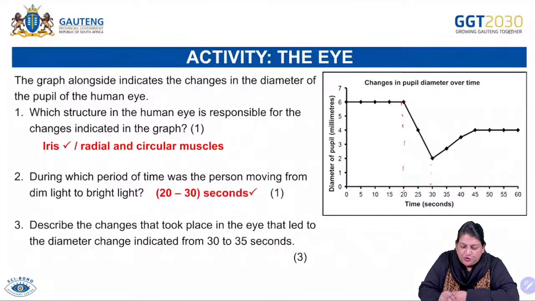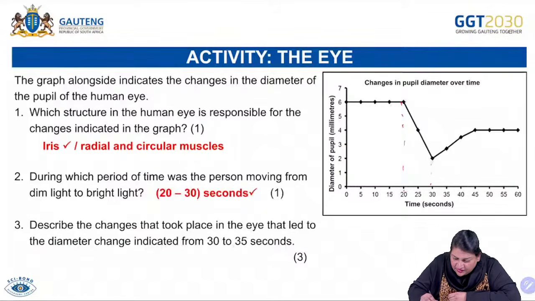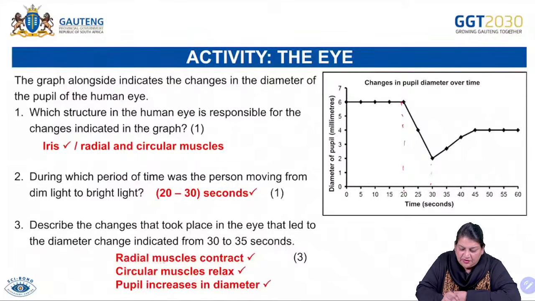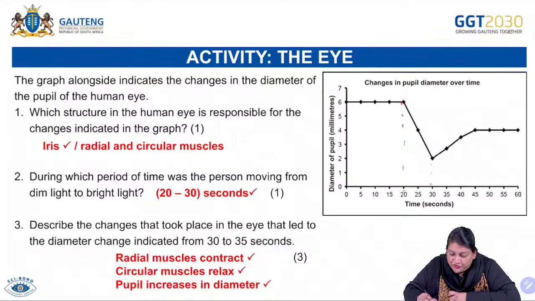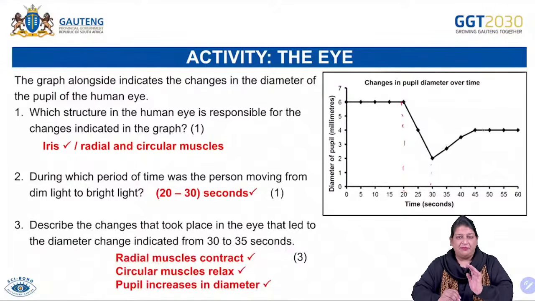Describe the changes that took place in the eye that led to the diameter indicated from 30 to 35 seconds. At 30 seconds, his pupil was constricted. Then it started to dilate. That means the person was now moving from bright light back into dim light. The radial muscles contracted; those are the changes that took place in the eye. He moved from bright light to dim light. And what was happening now?